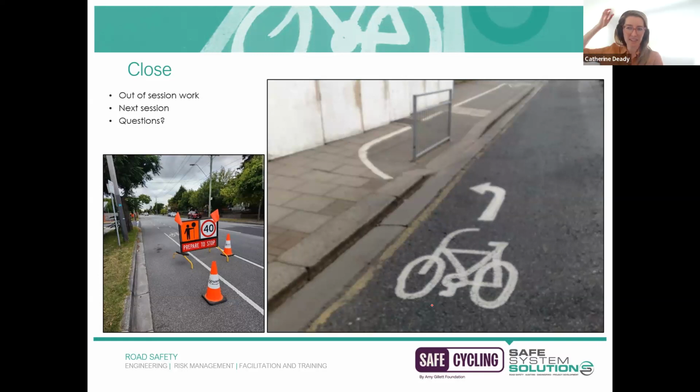Yeah, I certainly see sharrows as designs that we also see as wayfinding treatments to position cyclists within a roundabout, or directing them to a safer facility as well. So yeah, just some thoughts there.